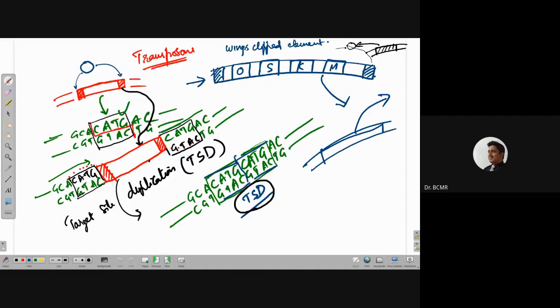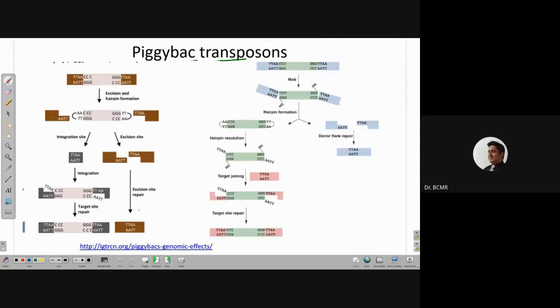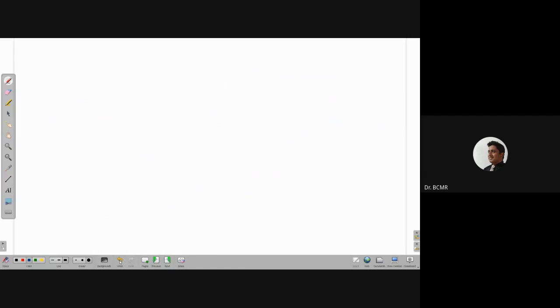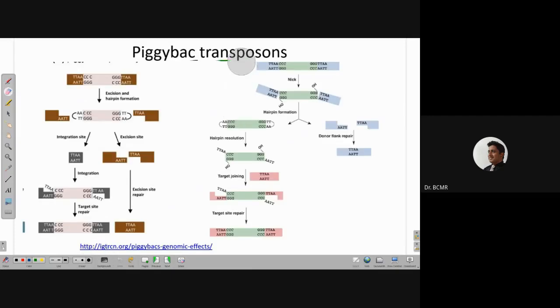We discussed target site duplication for this. These authors have chosen piggyBac transposons. PiggyBac transposons are good transposons in contrast to other transposons. They do not leave a footprint of target site duplication. So I will quickly go through it.